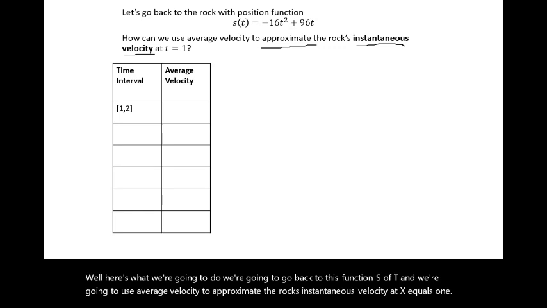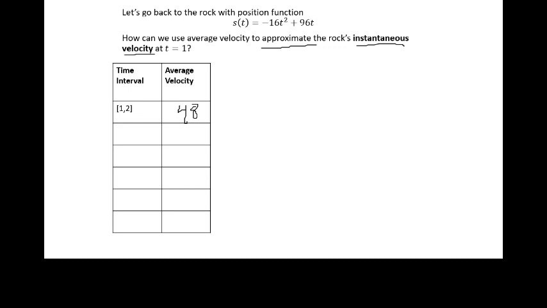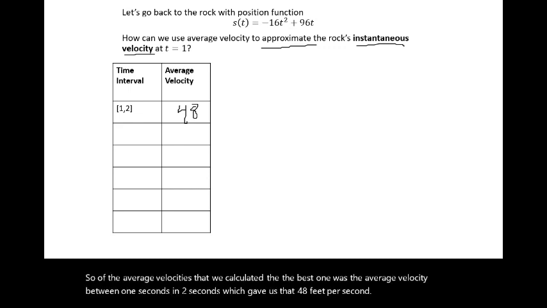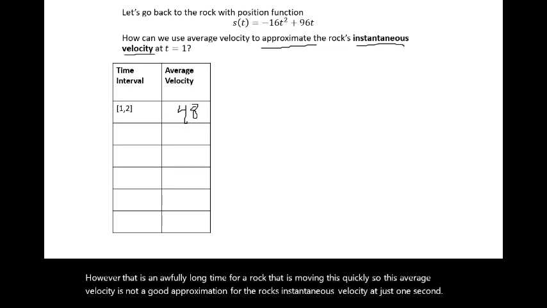So of the average velocities that we calculated, the best one was the average velocity between 1 second and 2 seconds, which gave us that 48 feet per second. However, that is an awfully long time for a rock that is moving this quickly. So this average velocity is not a good approximation for the rock's instantaneous velocity at just 1 second. So how do we improve this approximation?